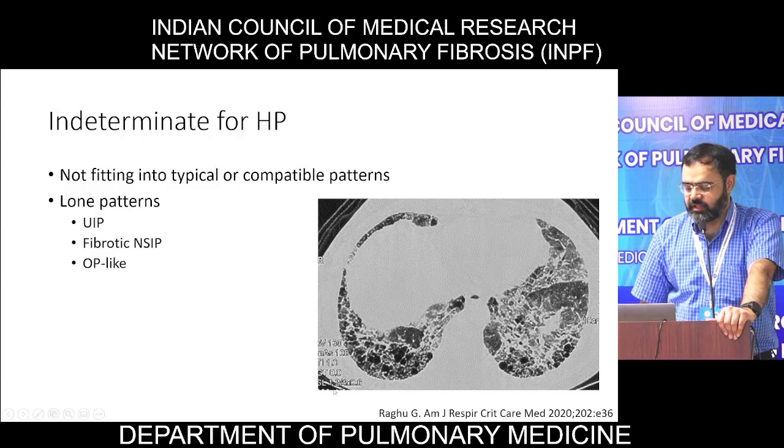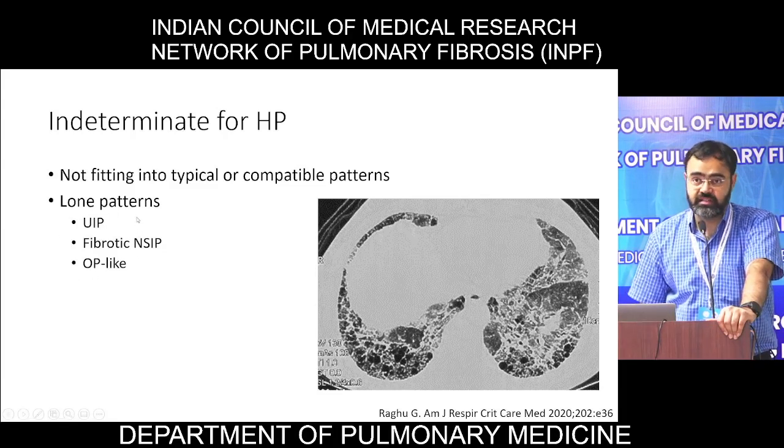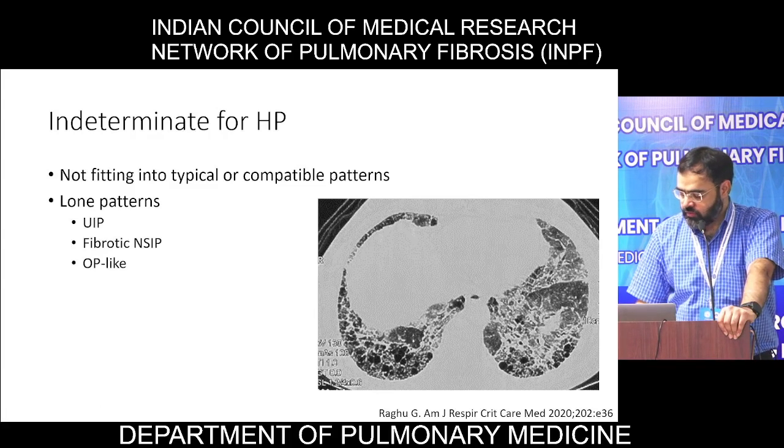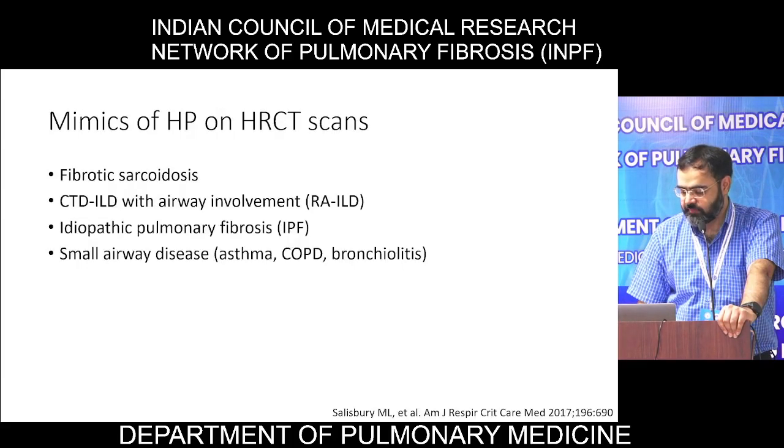And these are indeterminate patterns. If they don't fit with typical or compatible patterns, it could be a UIP pattern, a typical fibrotic NSIP pattern, or an organizing pneumonia-like pattern. These patterns can exist in HP, but then you will need a biopsy to really make a diagnosis of HP. Without that, you cannot fit them into an HP diagnosis, because UIP could be due to various other ILDs like IPF or CTD ILD. All these patterns could very well be due to CTD ILD. So always you need a biopsy and a good exposure assessment.